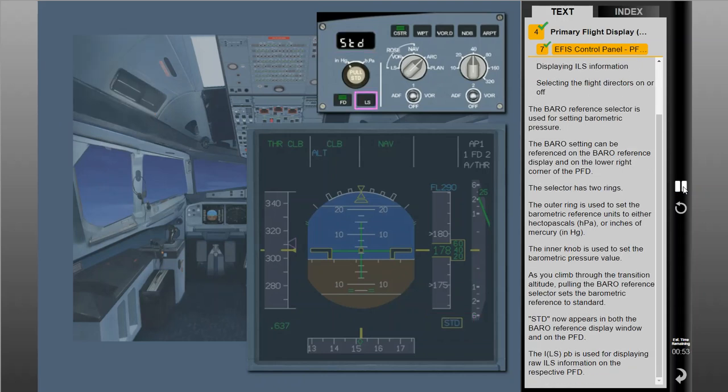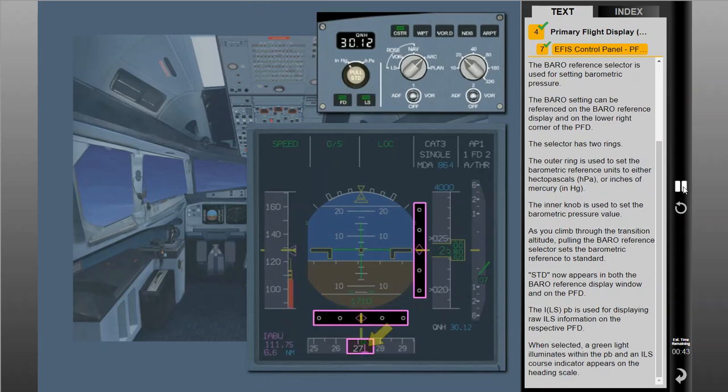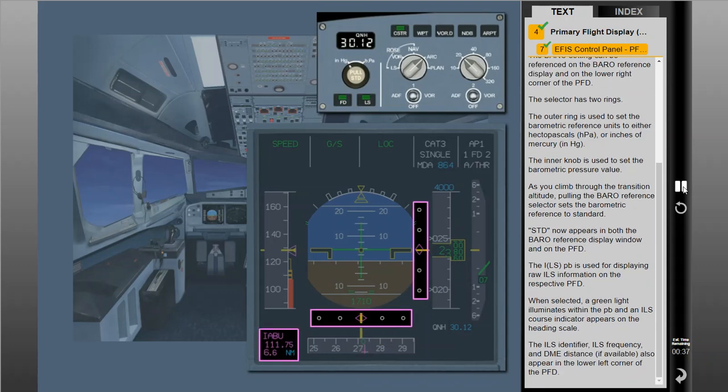The ILS push button is used for displaying raw ILS information on the respective PFD. When selected, a green light illuminates within the push button and an ILS course indicator appears on the heading scale. The ILS identifier, ILS frequency, and DME distance, if available, also appear in the lower left corner of the PFD.